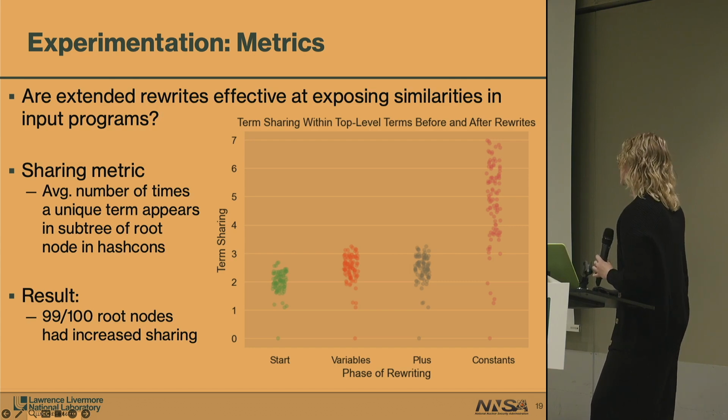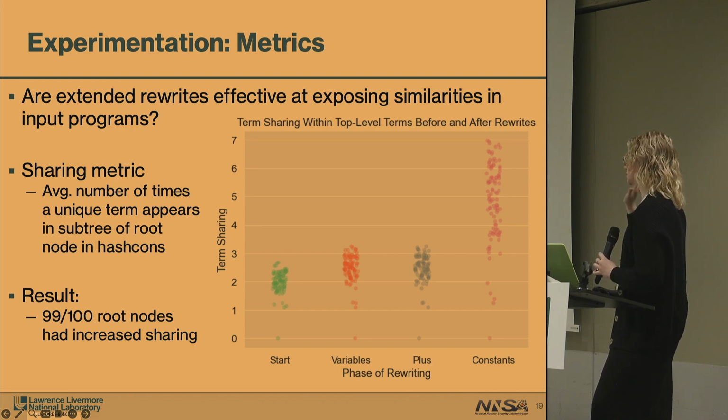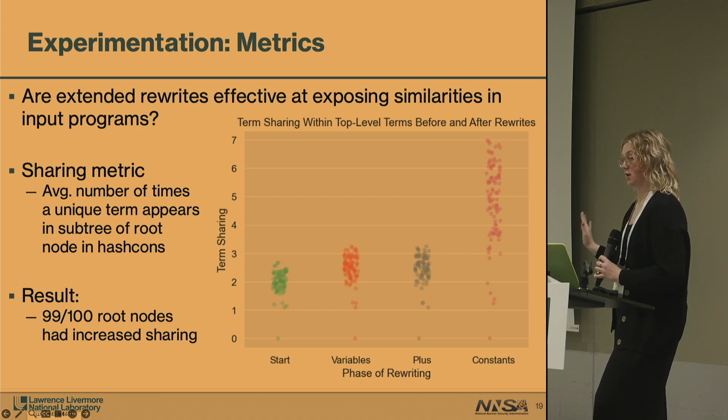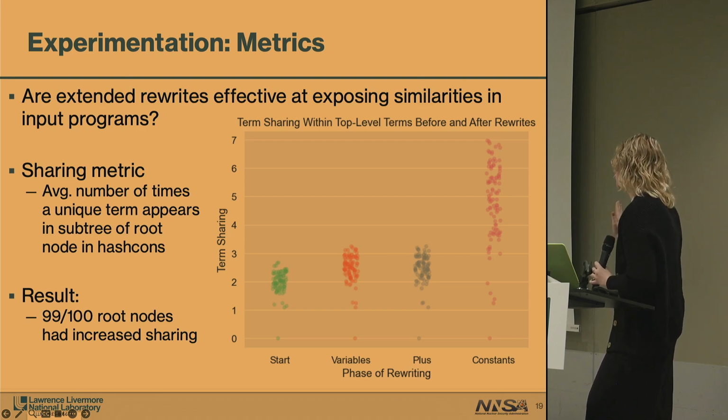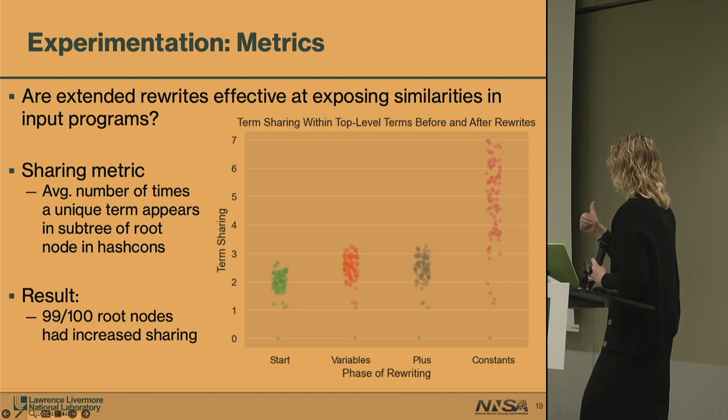At the start, we see that sharing was typically between 1.5 and 2.5 for all of those root nodes. After applying the rewrite that changed the name of the variables, we saw that sharing increased slightly to between 2 and 3. This was a traditional equivalence rewrite, so we should not have seen any change, and luckily we did not, because that shouldn't be affecting the hash cons. That should only be affecting the union find data structure. So good sign, no change.